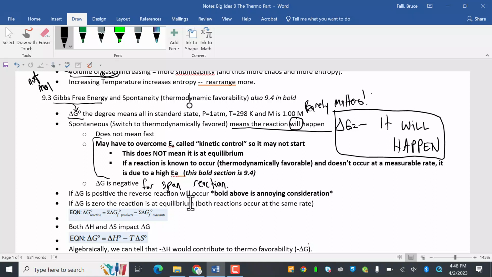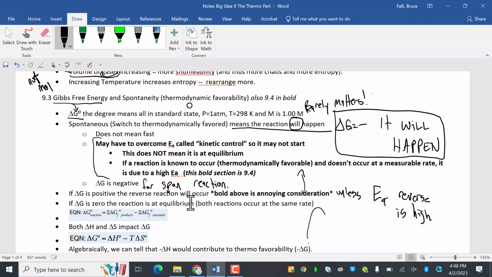If delta G is positive, the reverse reaction will occur. Bold above is the annoying consideration. So remember this. This means unless EA reverse is high. Okay? So this is the worst thing on earth.